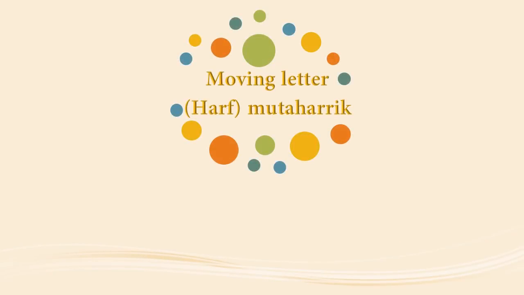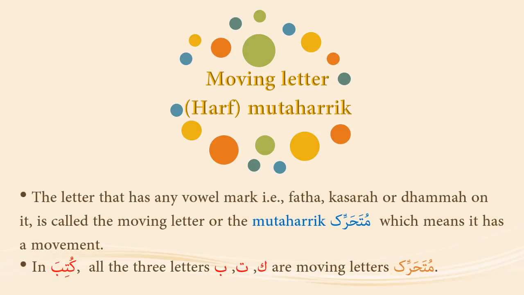Moving letter, harf mutaharrik. The letter that has any vowel mark, that is fatha, kasra or dhamma, on it is called the moving letter or the mutaharrik, which means it has a movement. For example, in kutiba, all the three letters kaf, ta, ba are moving letters, mutaharrik.